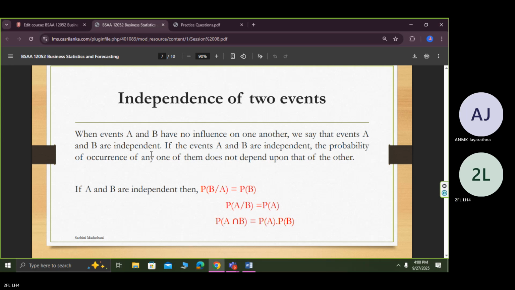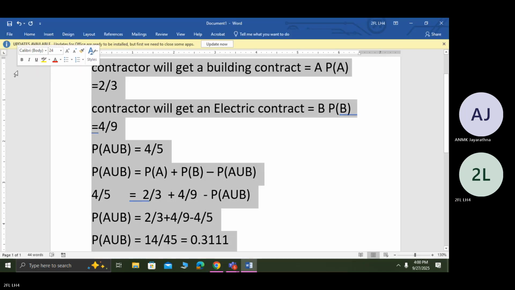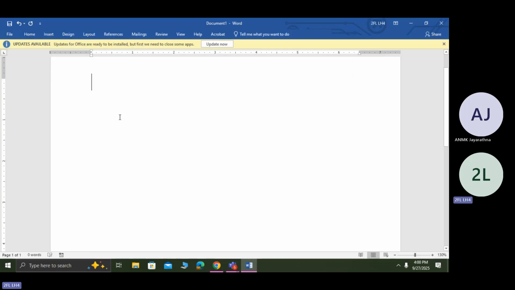Understood? Then here, if the two events are independent, in the probability concept, they identify some conditions. Okay, then we assume we have two events A and B. We assume these A and B are independent. There are two events A and B. These two events are independent. It means A does not influence B, B does not influence A. Okay.